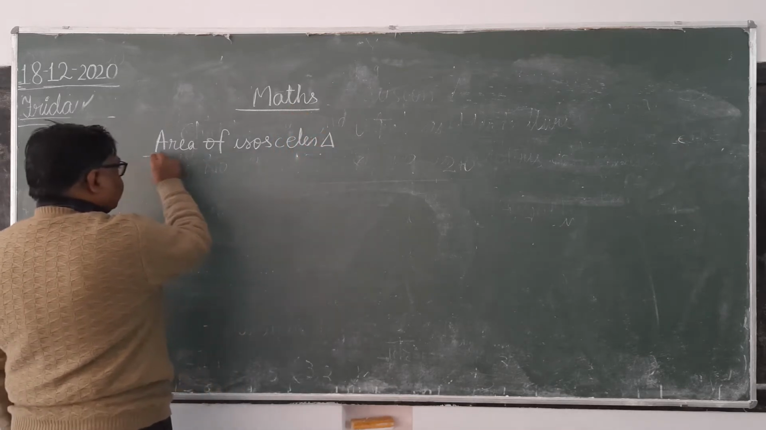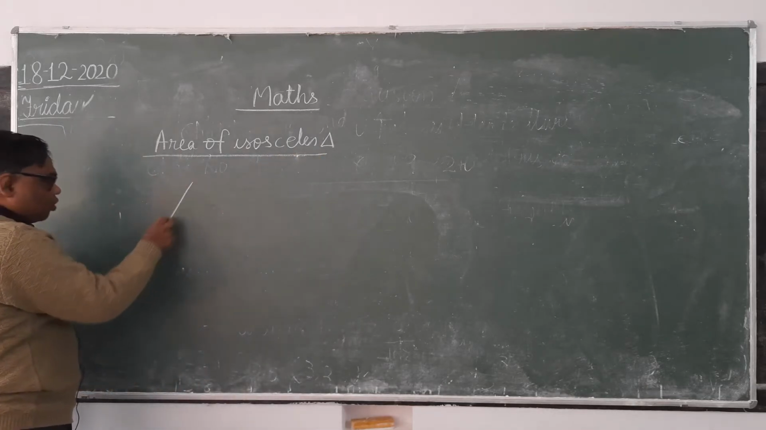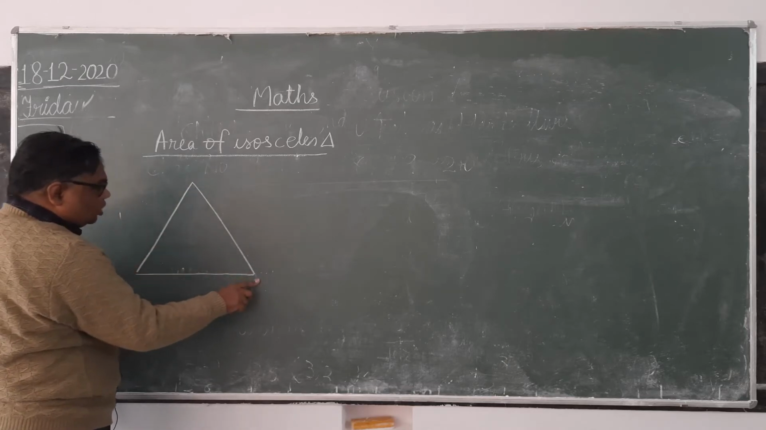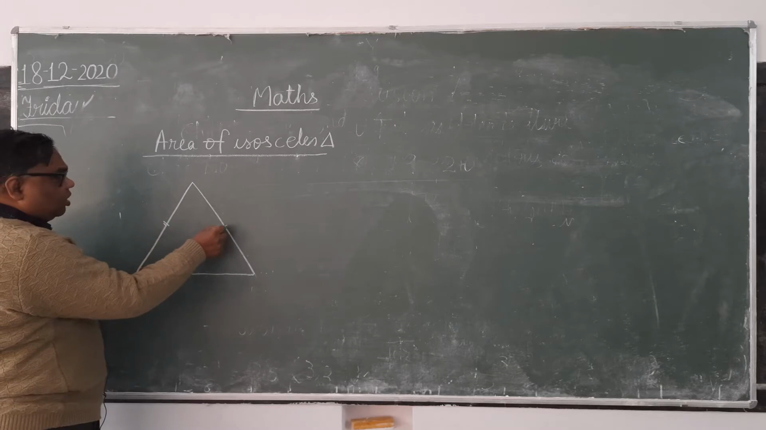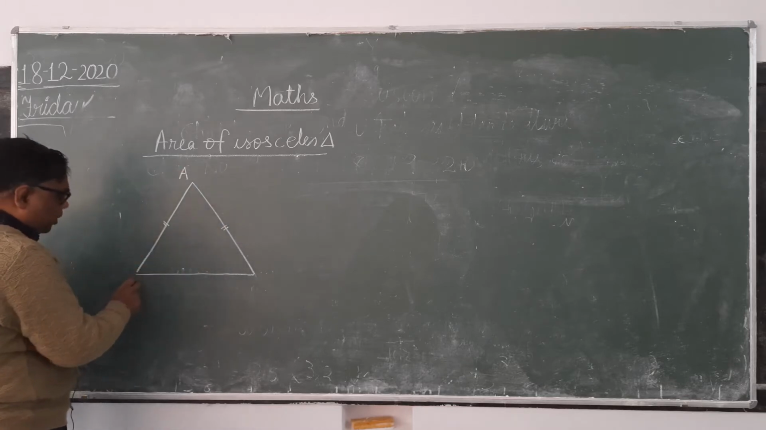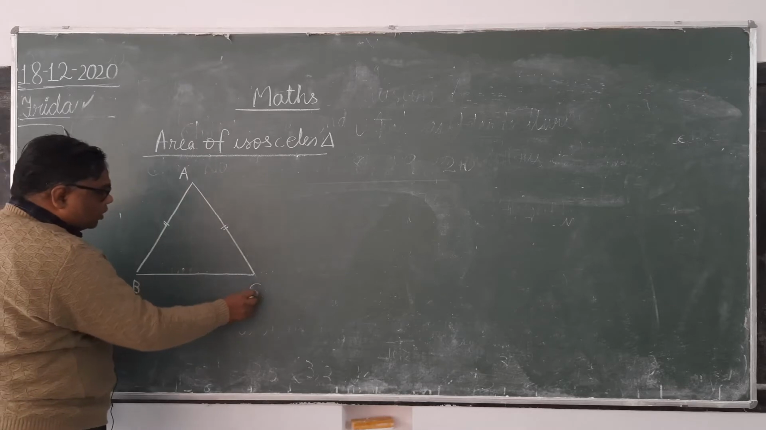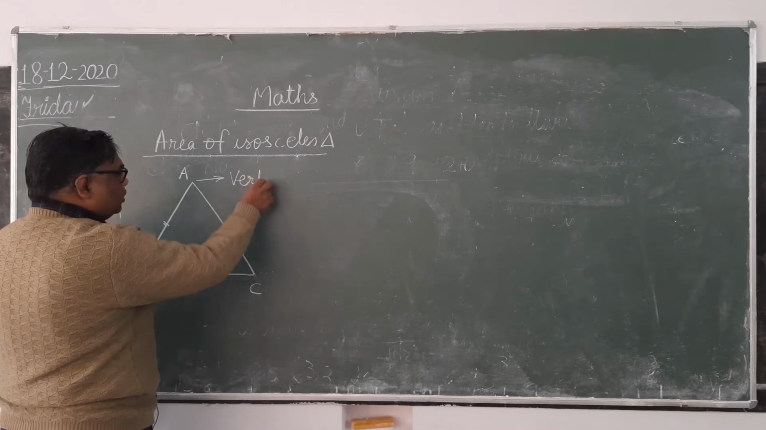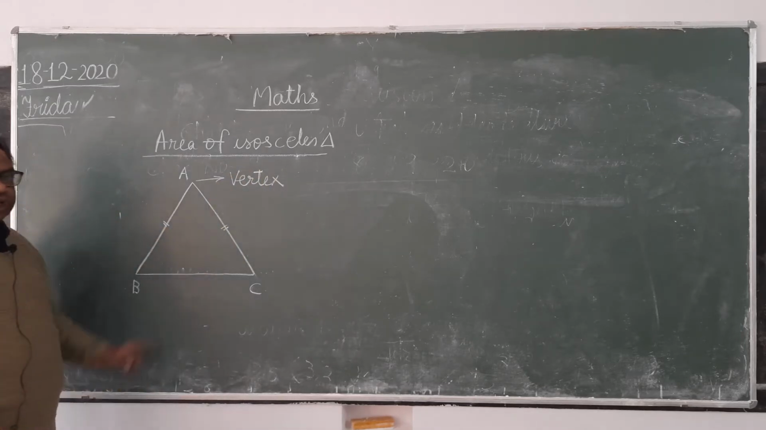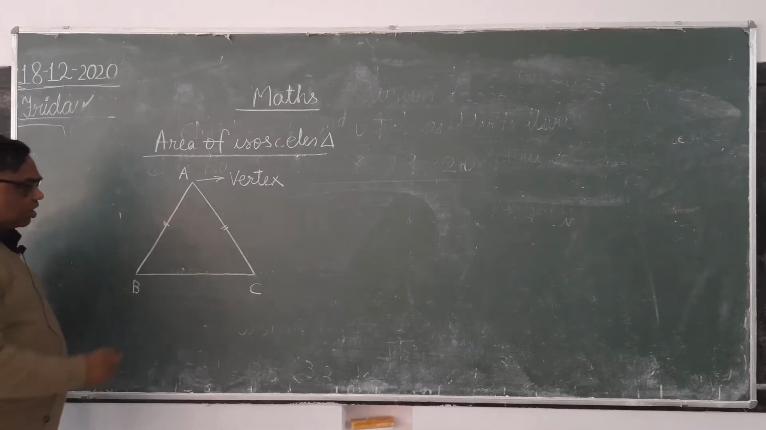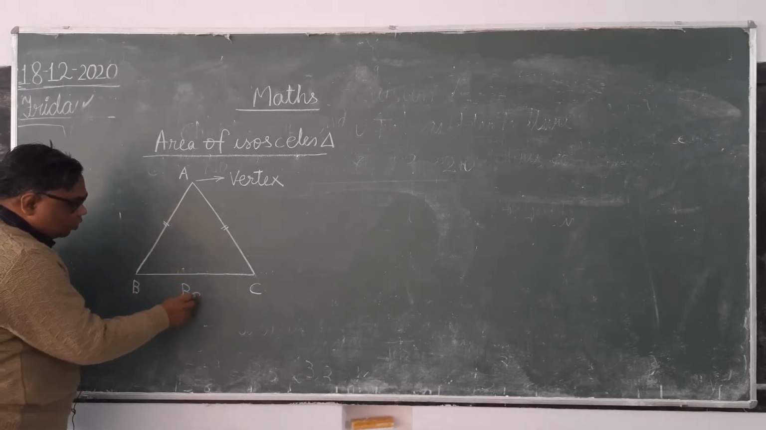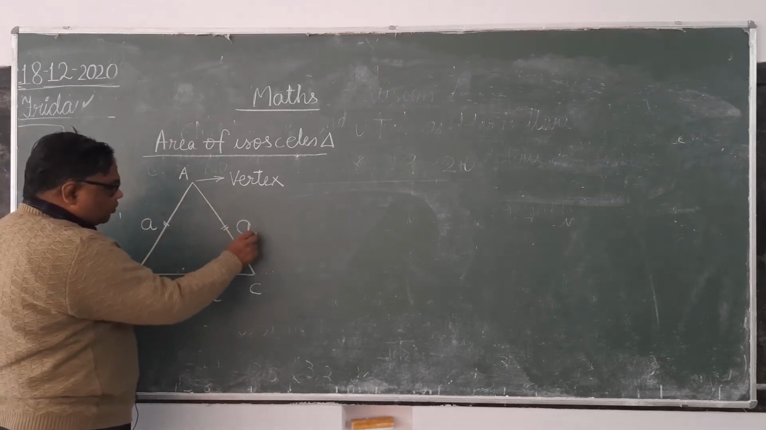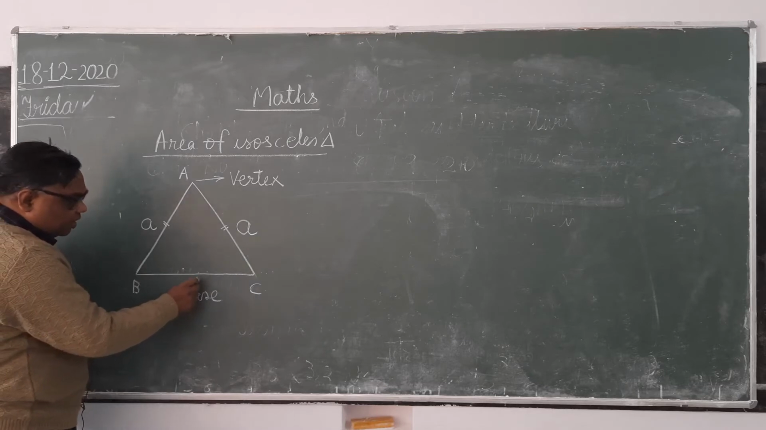What is an isosceles triangle? In which two sides are equal. That triangle is said to be an isosceles triangle. Now see here, in an isosceles triangle, the point where the equal sides are meeting is known as the vertex. And the unequal side is known as the base. Suppose the length of this side is A, the length of this side is A, and here it is B.